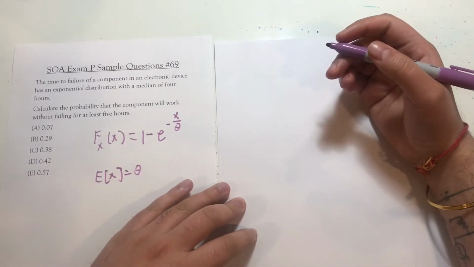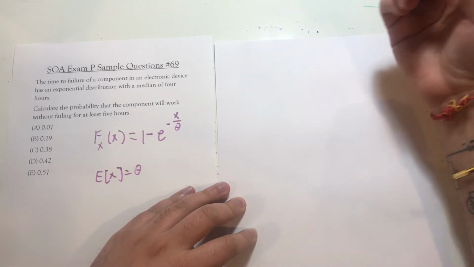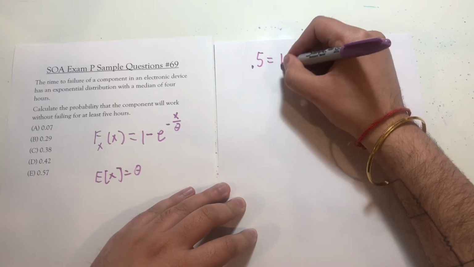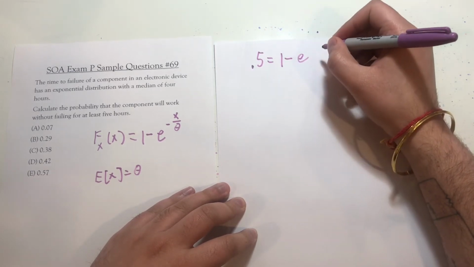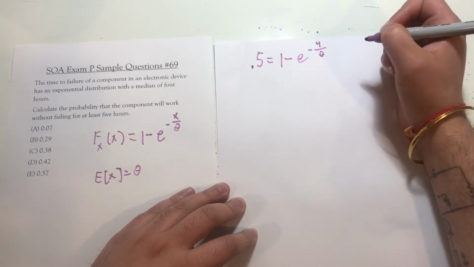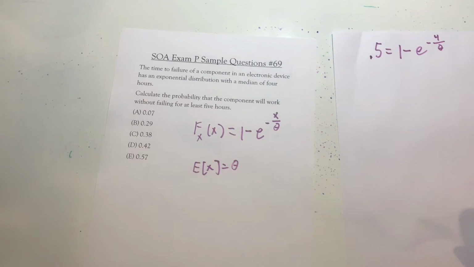If the median is 4, that means 4 causes the CDF to be 0.5. So let me plug in those pieces of information. 0.5 is equal to 1 minus e raised to the negative 4 over theta. Now, we're going to solve for what theta is because we're going to need that in order to calculate any sort of probability.